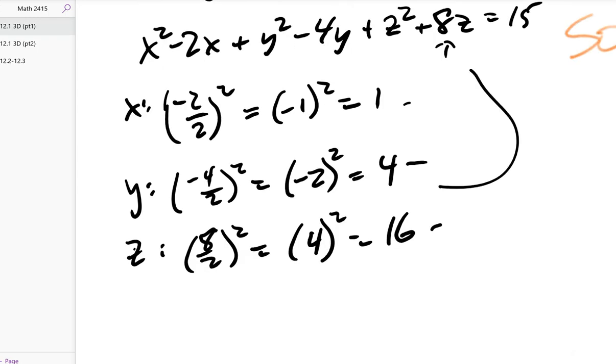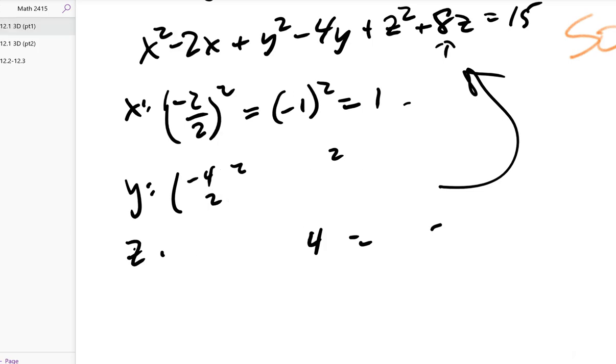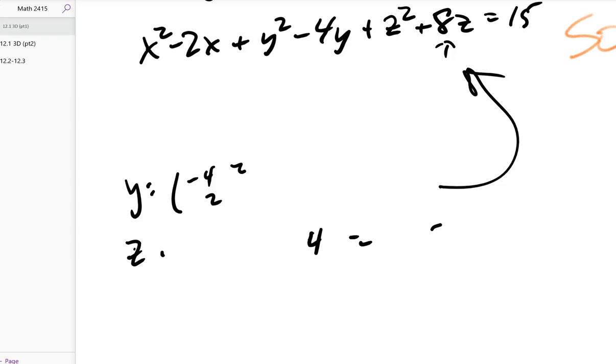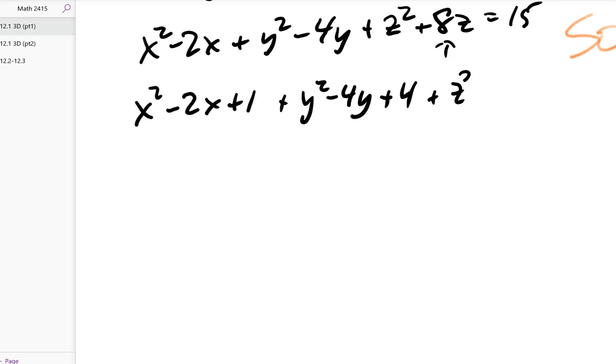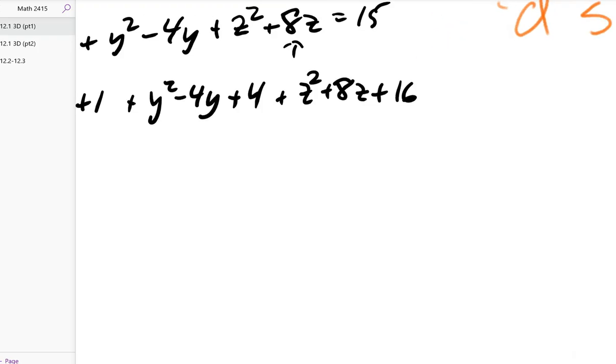So what I'm going to do is take all those and add those to the left-hand side of the equation. So let me erase all this. 1, 4, and 16. So I'm going to take x squared minus 2x and add that 1, plus y squared minus 4y and add that 4, and then plus z squared plus 8z, and I'm going to add that 16. Now if I add it to the left, I got to add it to the right. So equals 15 plus the 1 plus 4, and then plus the 16.